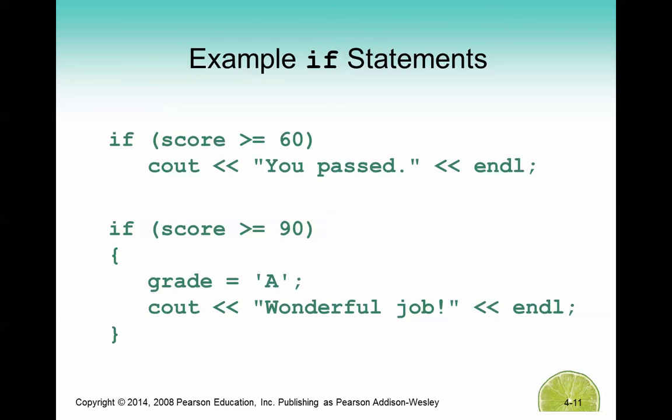If it was 92, it will give you an A in grade. If it's a wonderful job, we'll put it in the console out. If we have these 2 consecutive lines, then it's 92 greater than 60, yes, you pass. 92 greater than 90, put an A into grade, and then send this wonderful job as well. So we're going to get 2 lines. If it was less than 60, this is not going to come out, right? If it's less than 90, this is not going to come out.